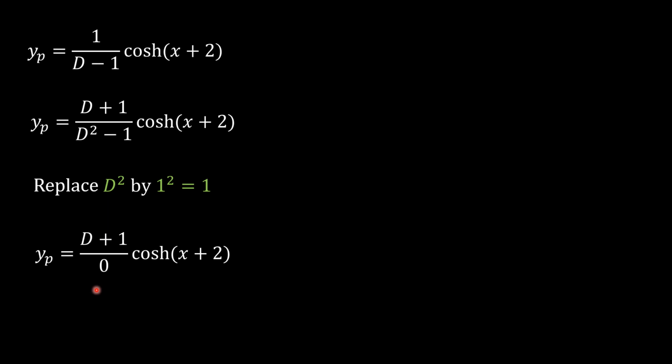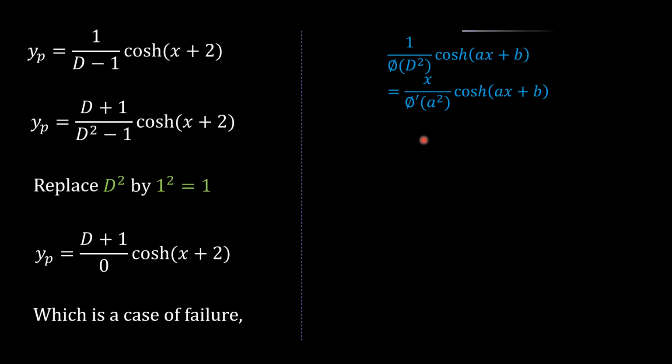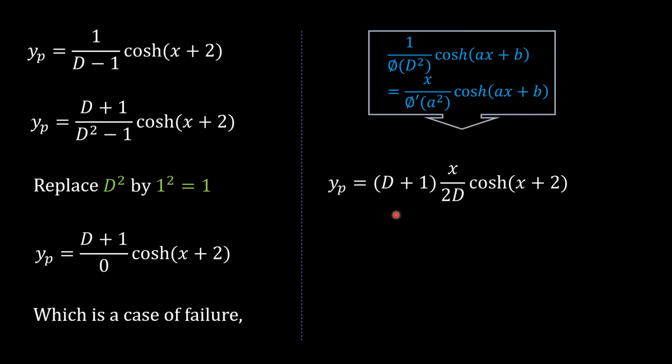Therefore we will use the formula for the case of failure. Hence this yp equal to D plus 1 will be as it is, and because of this D square minus 1 we got denominator 0, hence we differentiate it. This formula we are going to use, hence yp will be D plus 1 into x upon 2D cos hyperbolic of x plus 2.